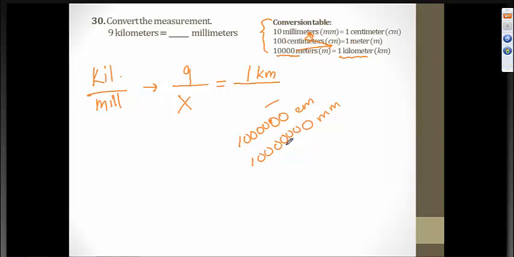All right? So I'm now going to put this right here. That looks like it's 10 million. And then to solve this, we just cross multiply. So we will have 90 million millimeters for 1, that would be 1x, right? So then x, the answer is 90 million.